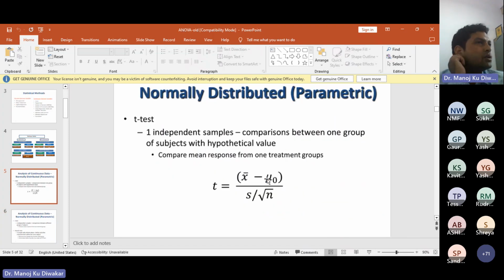Okay, is that clear so far? Whatever I discussed here about the structure, how you can understand the parametric and non-parametric methods. Okay, so this is clear. Now we will come to the t-test. You already know whether you are collecting one sample, two samples, or maybe more than two samples. So this is very clear.